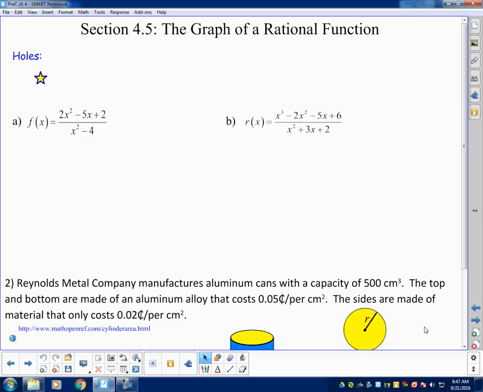So the graph of a rational function is kind of continuing where we started. Holes. If an x value is a 0 of both the numerator and denominator, then x comma f of x is a hole. So we saw that yesterday when we canceled out the same factor top and bottom, then whatever made that factor equal to 0 would be considered a hole.